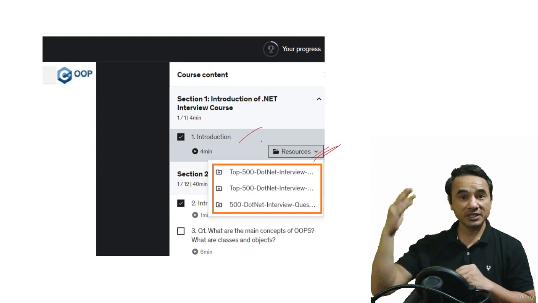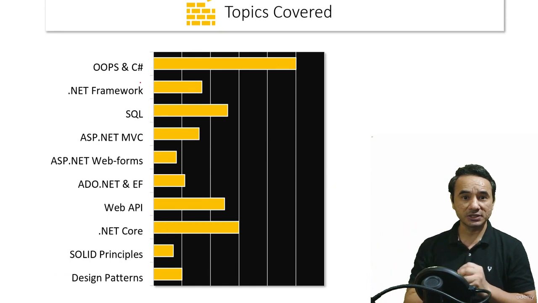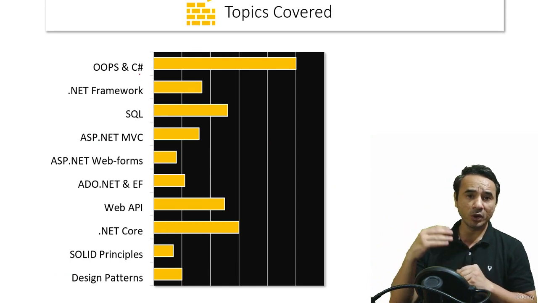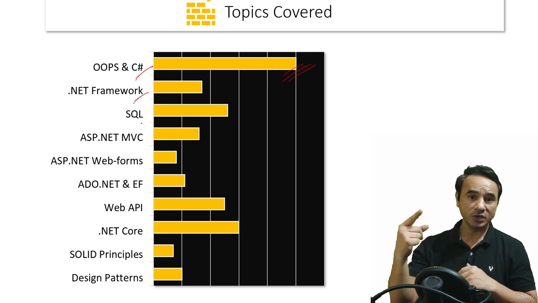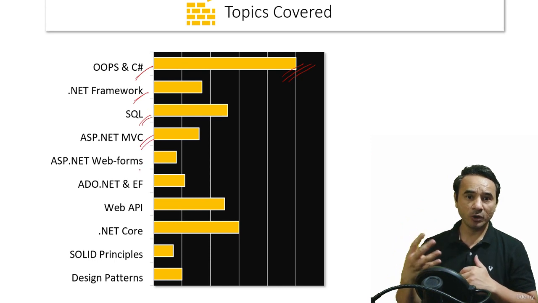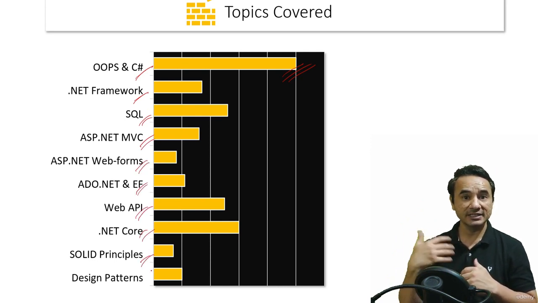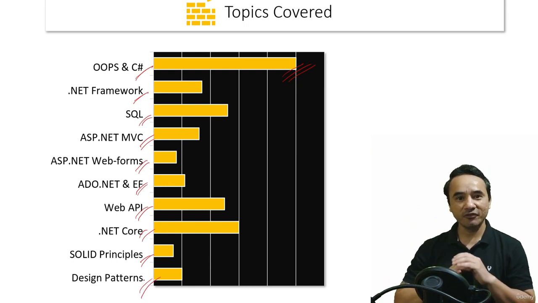Now here are the topics from which we will cover all the questions. We will start with the most important topic, OOPS and C# with around 100 questions. Then we will cover .NET Framework, SQL, MVC, Web Forms, ADO.NET, Web API, .NET Core, SOLID Principles and Design Patterns. In short, every .NET topic is covered in this course.